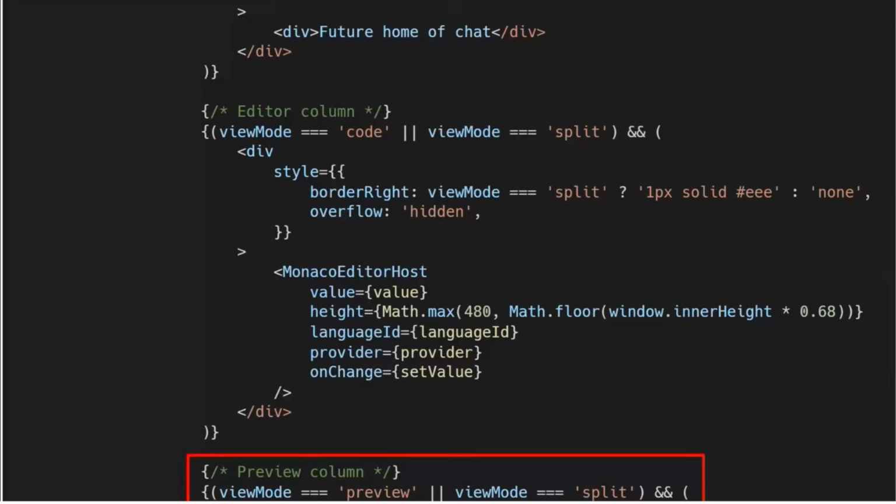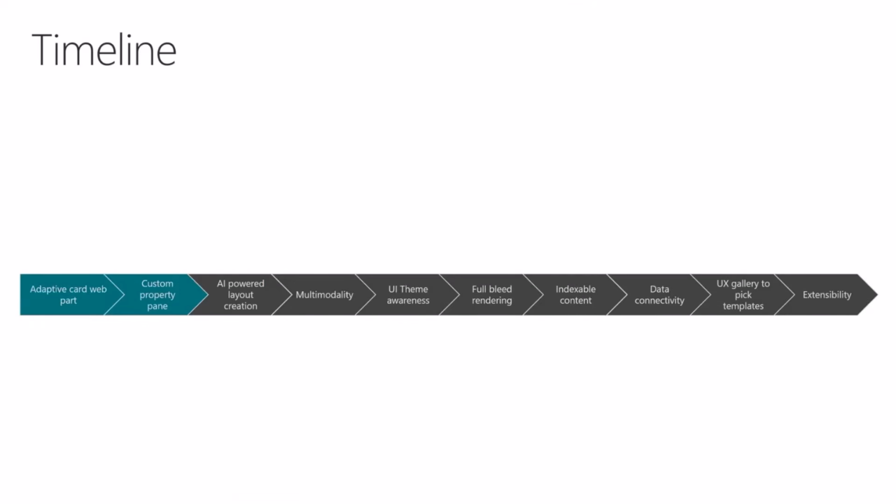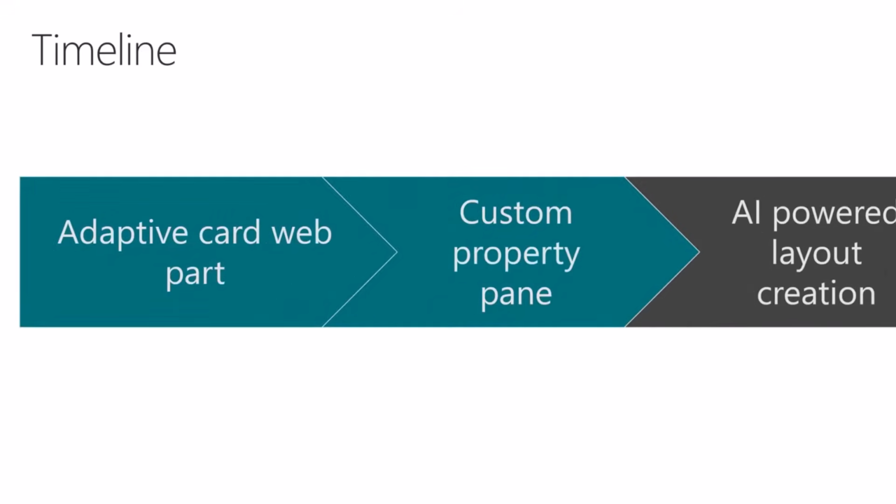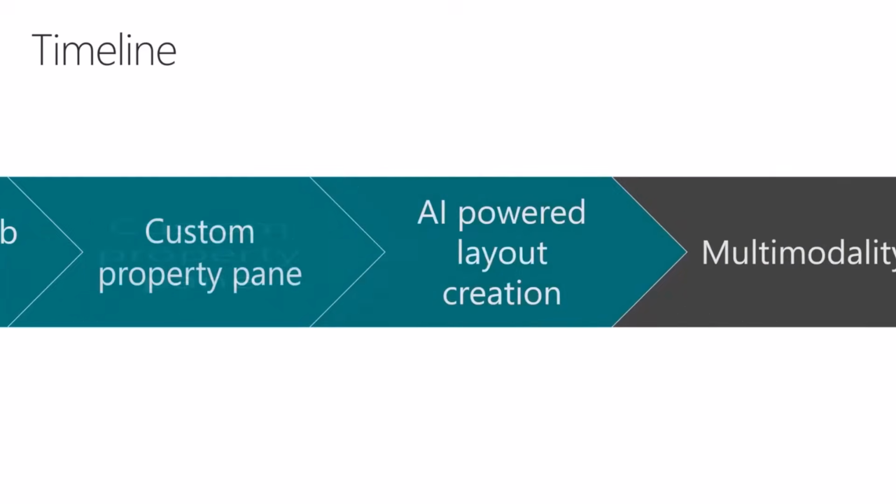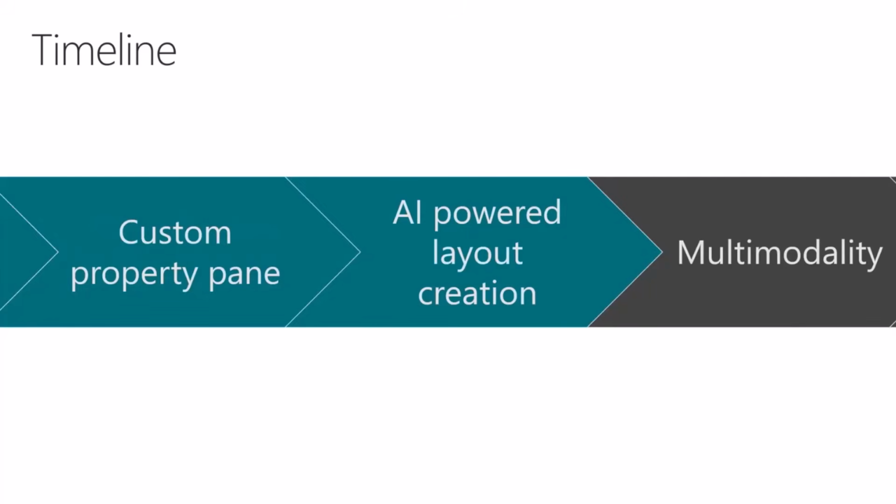And that's pretty much all I have for today. So again, we've talked about how to create a custom property pane, which embeds the Monaco Editor and embeds the adaptive card viewer in the property pane. Next time, we will show you how to use AI to actually render the adaptive card and embed that into that custom property pane.